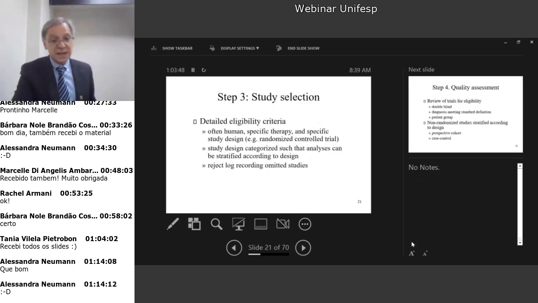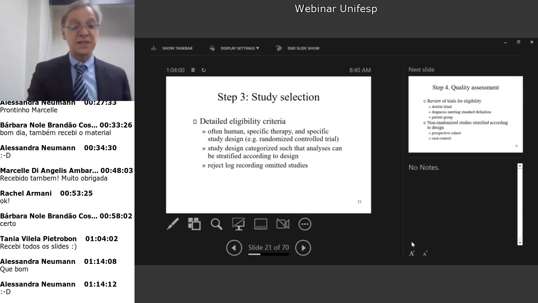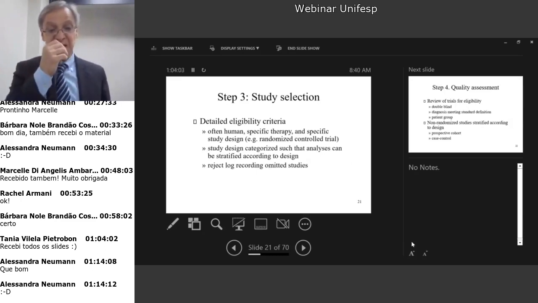Then you go to study selection, detailed eligibility criteria: human, specific therapy, specific study design. Like I said, I need randomized controlled trials. Study design is categorized such that analysis can be stratified according to the design. Reject log recording omitted studies. So you don't want things that are just mentioning stuff that was recorded and done before.